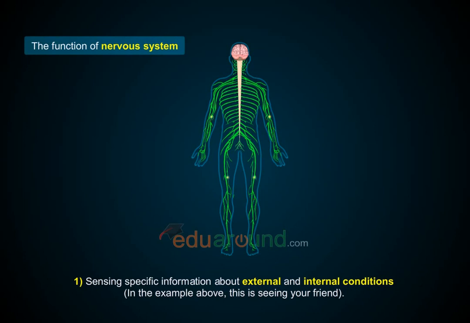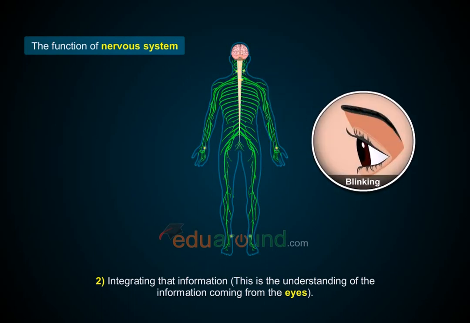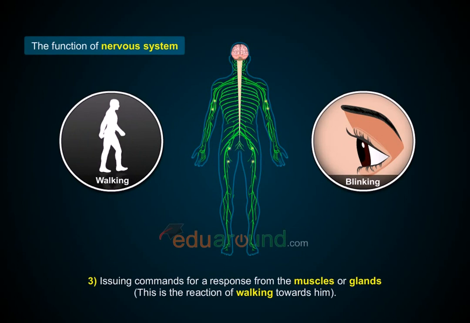Number 1. Sensing specific information about external and internal conditions. In the example above, this is seeing your friend. Number 2. Integrating that information. This is the understanding of the information coming from the eyes. Number 3. Issuing commands for a response from the muscles or glands. This is the reaction of walking towards him.